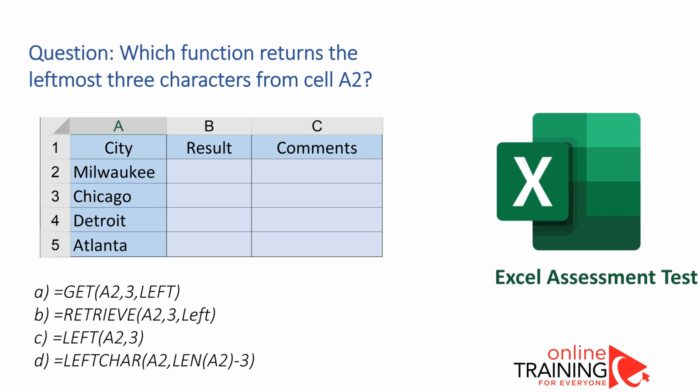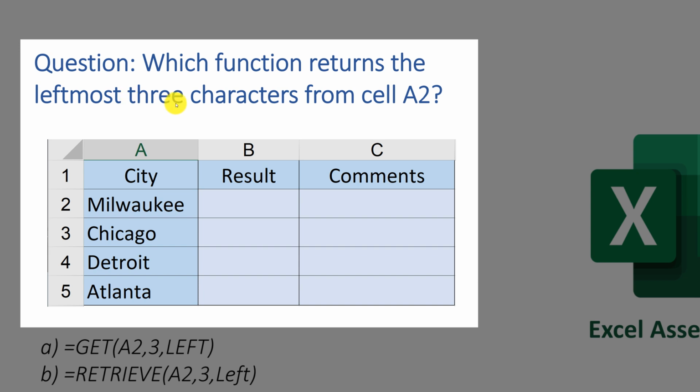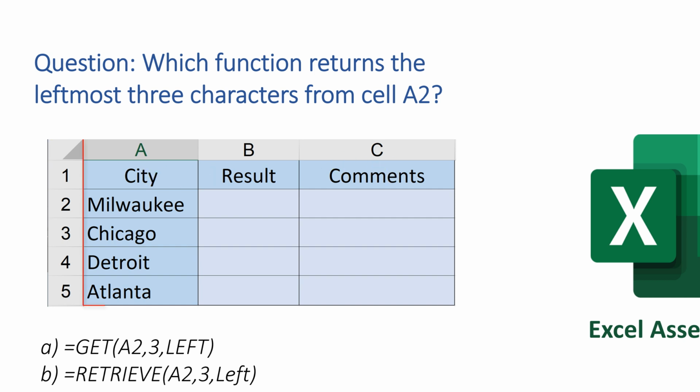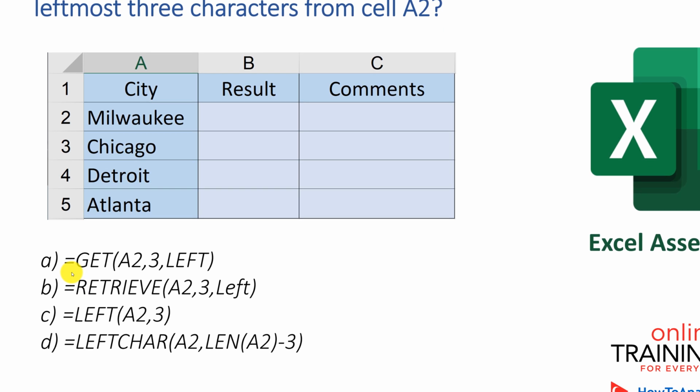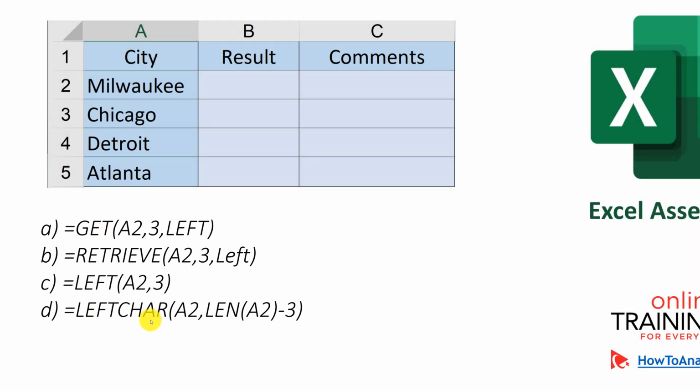Very frequently, you might be presented with a question that tests your knowledge of Excel functions. For example, which function returns the leftmost 3 characters from cell A2? You're presented with a screenshot, or maybe without one. In this case, the screenshot shows 4 cities in column A, and you need to calculate the value in column B. The choices presented are GET function, RETRIEVE function, LEFT function, and LEFTCHAR function. Which one would you choose?